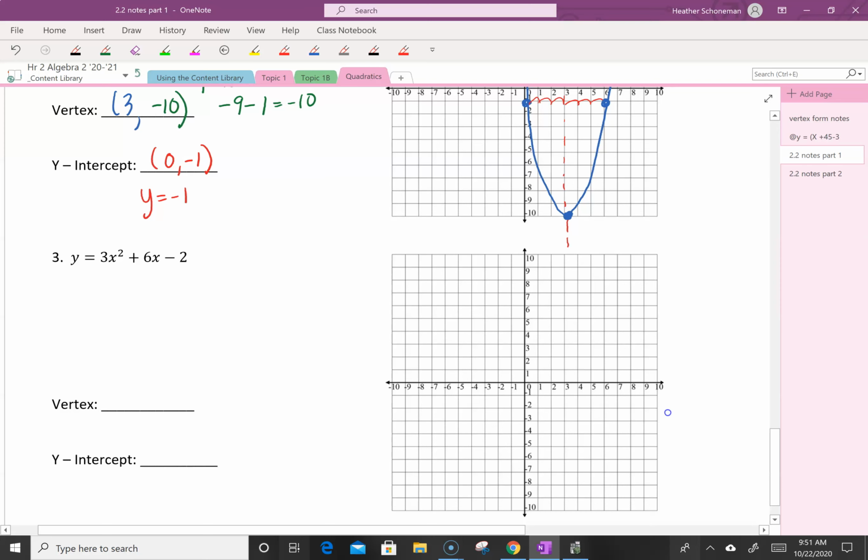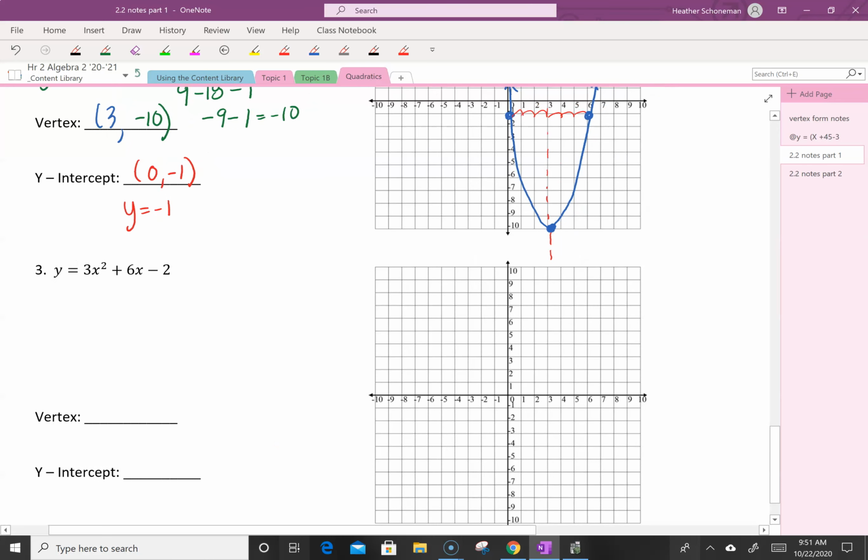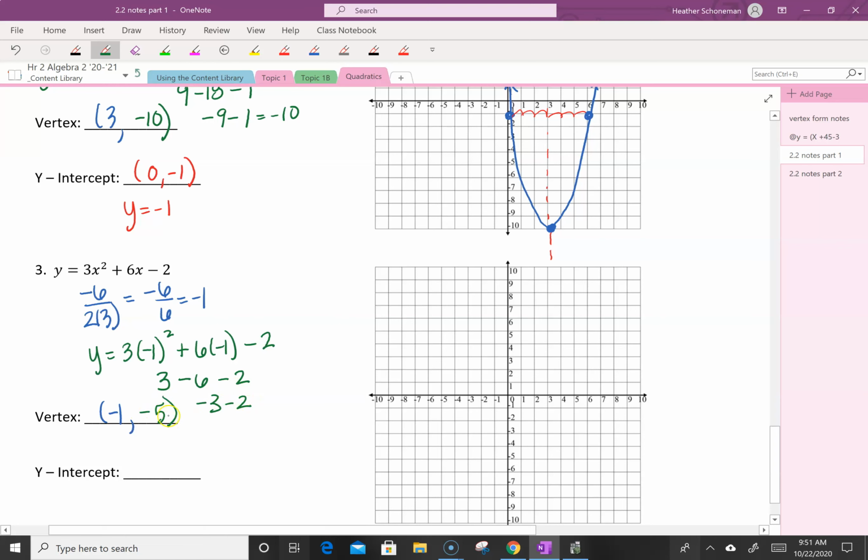Number 3, to get the vertex, the opposite of b would be negative 6 over 2 times a, which is 3. So we get negative 6 over 6, which is negative 1. So that's the x-coordinate of my vertex. The y, I got to plug it in. So I have 3 times negative 1 squared plus 6 times negative 1 minus 2. Negative 1 squared is positive 1 times 3 is 3. 6 times negative 1 is negative 6 minus 2. So that's negative 3 minus 2, which is negative 5.